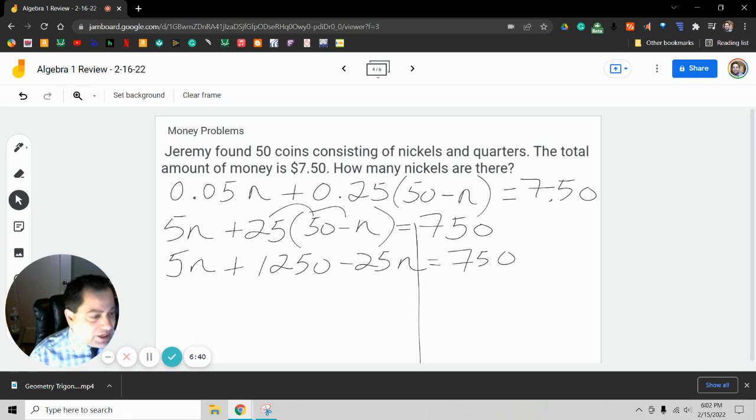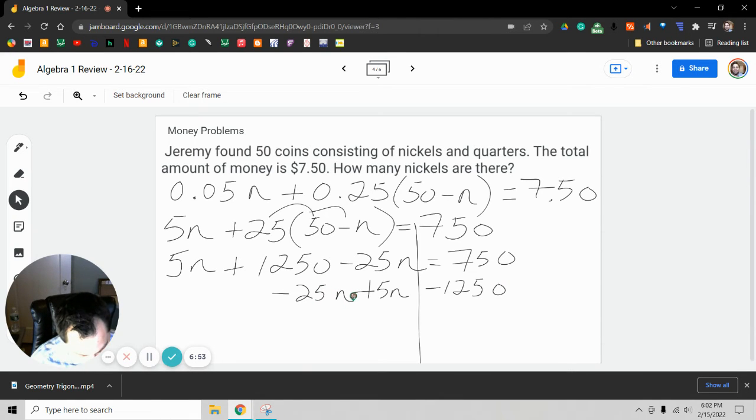Got numbers on one side, letters on the other. So we're going to have a plus 5n over here. We're going to have a minus 12.50 over here. We're going to have a minus 25n over here. And then we're going to have a plus 7.50 over here.